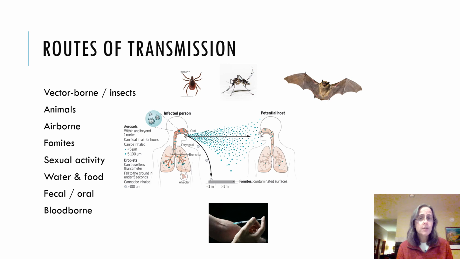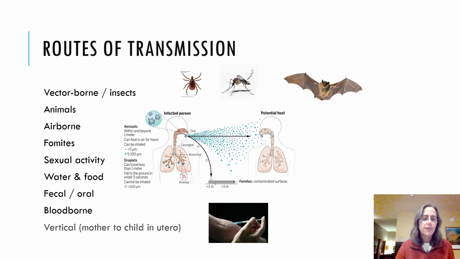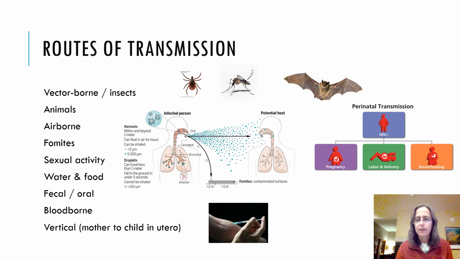HIV can also be transmitted this way, which is why blood that is donated to blood banks always gets screened and tested for that. And then there's vertical transmission, which means from mother to child in utero. While the fetus is inside the uterus, growing in the mother's womb, she can pass certain infections to the unborn child. So in this funny little diagram here, right?